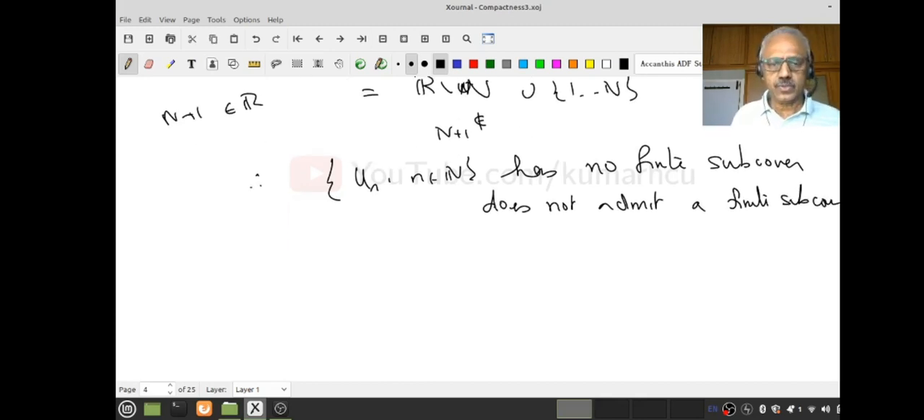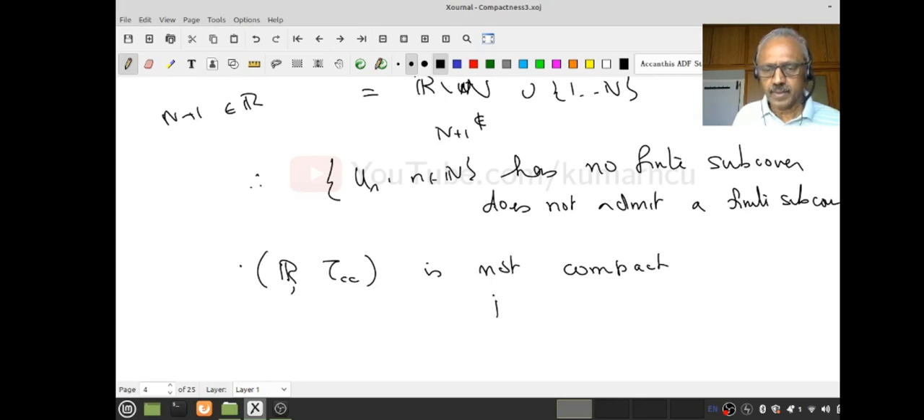Right. So what is it I have concluded? I have produced an open covering of R with co-countable topology which does not admit a finite subcover. Therefore, the conclusion is R with co-countable topology is not compact. Okay, pause, review, proceed.